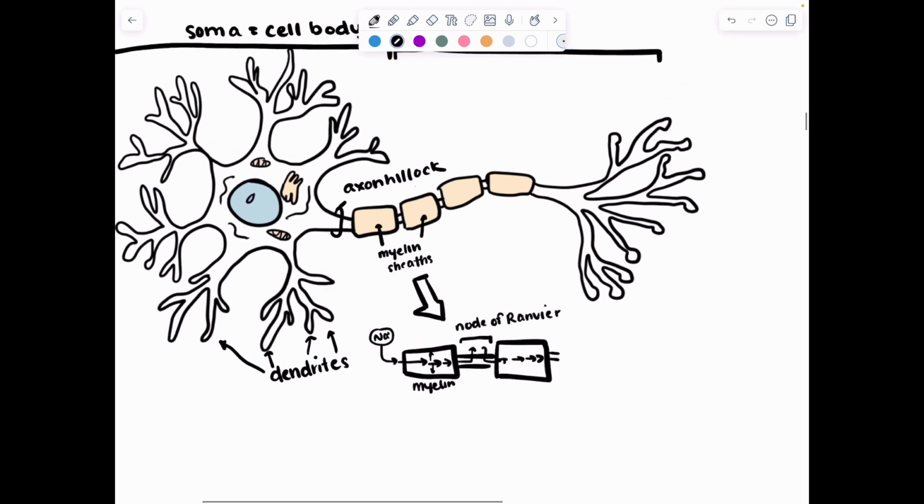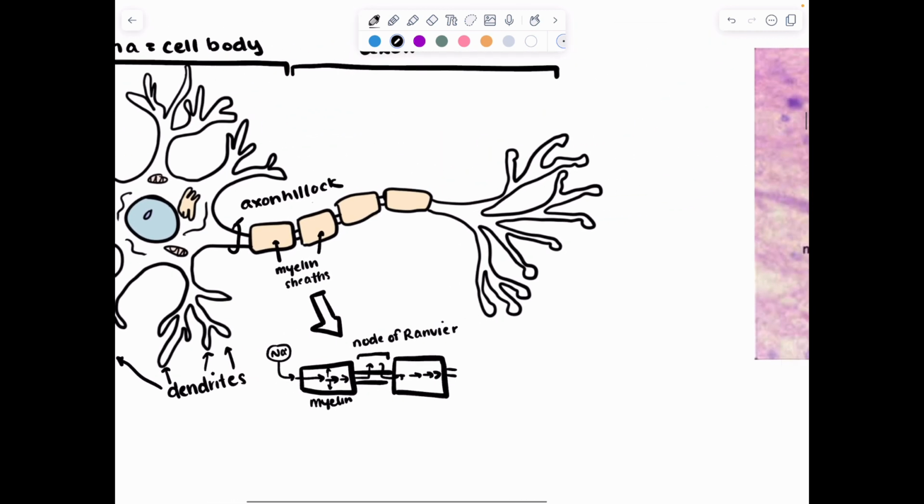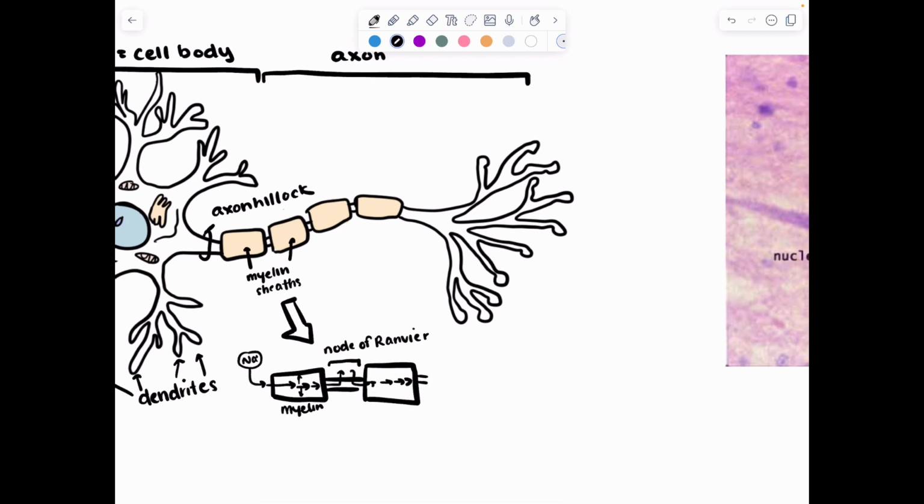Once they take that long road to the end, they reach the axon terminal. And that's what we have right here. And the axon terminal is where we will have a synapse. And that is where the message will be sent on to the next receptor, whether that is another neuron or a receptor in the body.